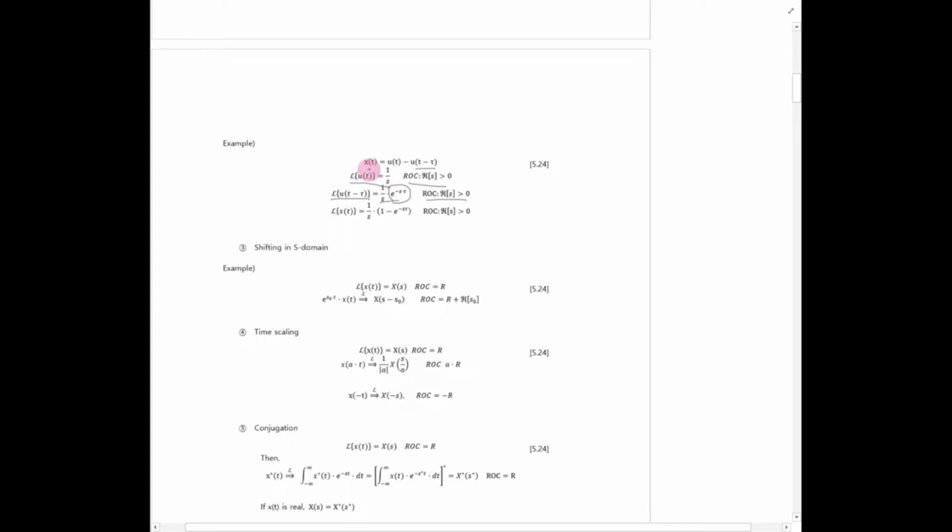So by taking the Laplace transform of this one by use of linearity, we can do the following. 1 over s, this part comes from the unit step function, and 1 over s times e to the minus s t is this part. That should be subtracted due to this minus sign. For both of these, the intersection area should be the real part of s is positive. It means that the right side is zero.